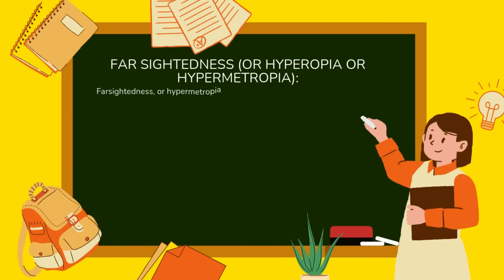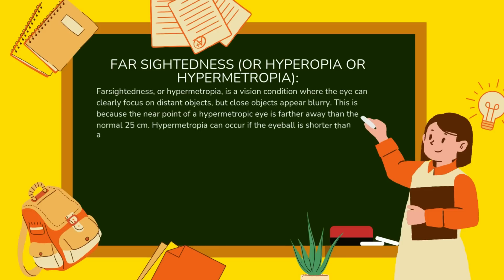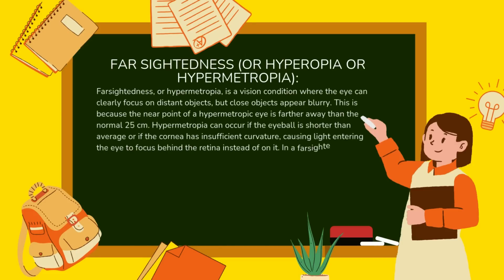Far-sightedness or hyperopia or hypermetropia. Far-sightedness or hypermetropia is a vision condition where the eye can clearly focus on distant objects, but close objects appear blurry. This is because the near point of a hypermetropic eye is farther away than the normal 25 centimeters. Hypermetropia can occur if the eyeball is shorter than average or if the cornea has insufficient curvature, causing light entering the eye to focus behind the retina instead of on it.